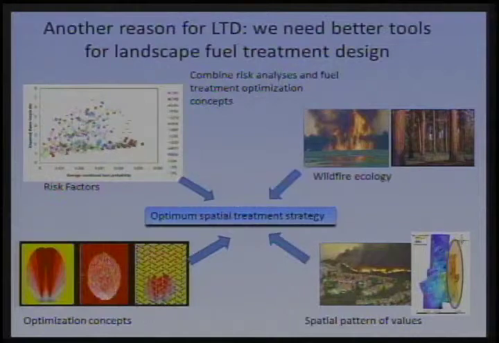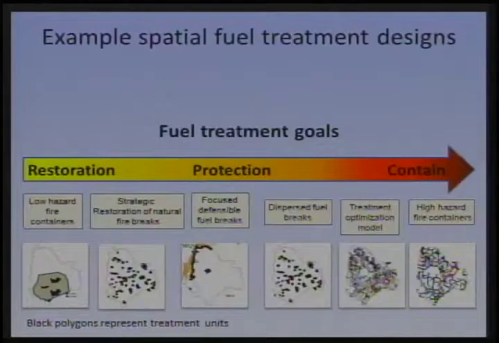There's wildfire ecology, whether we're trying to bring fire into the landscape or trying to use natural barriers to stop it. And then we have different spatial patterns of values. You know, in some places we have defined wild and urban interfaces where we're trying to block the flow of fire to wild and urban interfaces. In other cases, we have dispersed spatial patterns of values where we might have recreation sites or owl nest sites, and we're trying to protect little fiefdoms all around the landscape. So there's all these different spatial patterns of values, and all these come together to create what might be considered some optimum spatial fuel treatment strategy. So on this spectrum of fuel treatment goals, from restoration to protection to containing fire, we have, for instance, this is kind of my taxonomy of fuel treatment strategies.